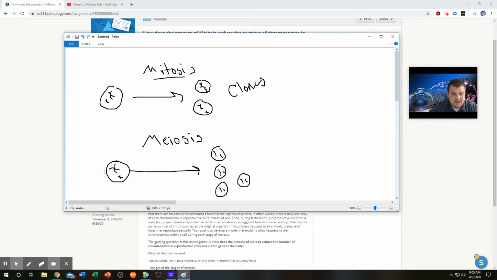Okay. They'll have one copy, either this one or this one. And then they'll either have this one or this one. Okay. But it halves the DNA. Now the question is, why is that important? Why is it important that that DNA gets halved?